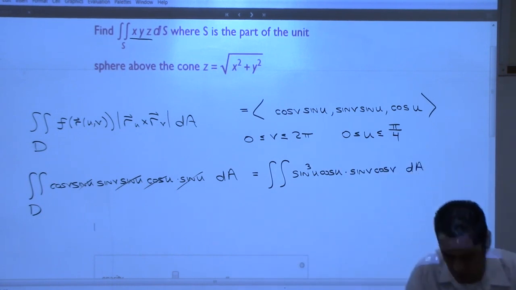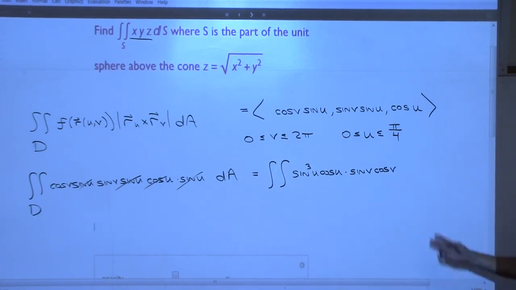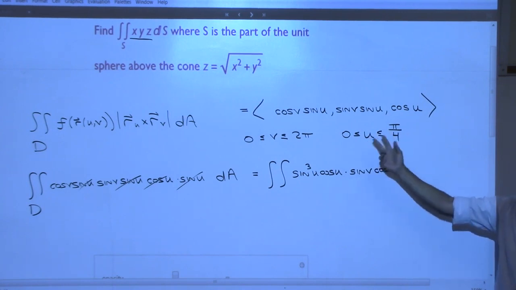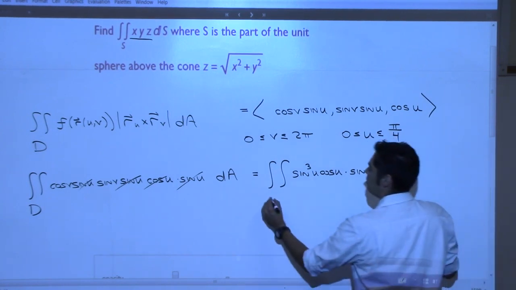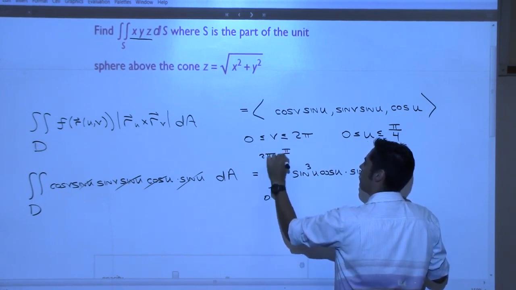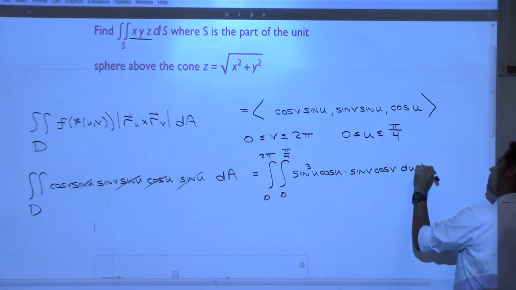Let's not do dA. Let's actually go to our limits. So we're going to have dv du, or du dv. It's your choice. It doesn't matter because they're constants, trapped between constants. So I'll do the v on the outer one, 0 to 2 pi, and u from 0 to pi over 4 here. In that case, I've got to go du, then dv, right?